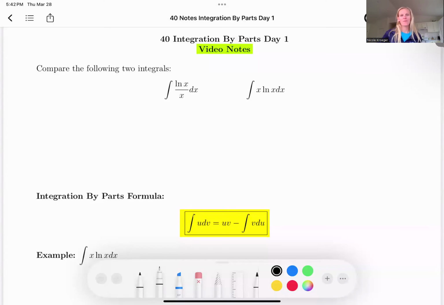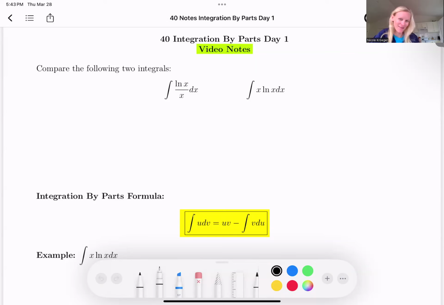So far, we have dealt with integrals that are simple integrals and then integrals with u substitution. We remember that u substitution undid the chain rule. We have not learned how to undo the quotient or product rule. And today we're going to actually learn how to undo the product rule.